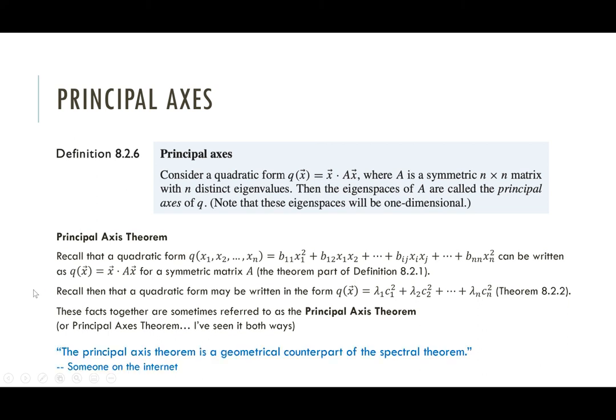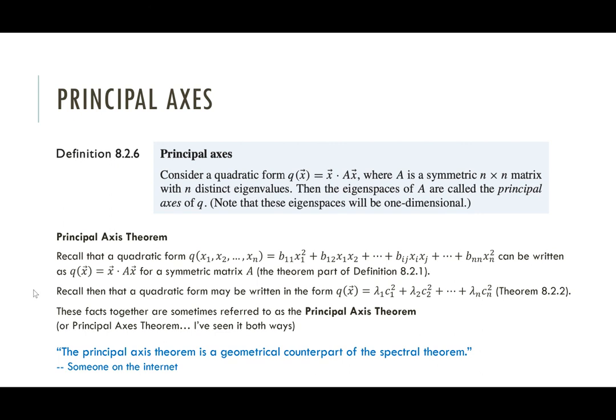And someone on Wikipedia said that the principal axis theorem is just the geometrical counterpart of the spectral theorem. Anybody could say anything on Wikipedia, but the math pages are usually pretty good. And this does make a lot of sense to me. I also vaguely remember reading something like this in Gilbert Strang's book, and that guy I definitely trust. But yeah, I think this makes sense.